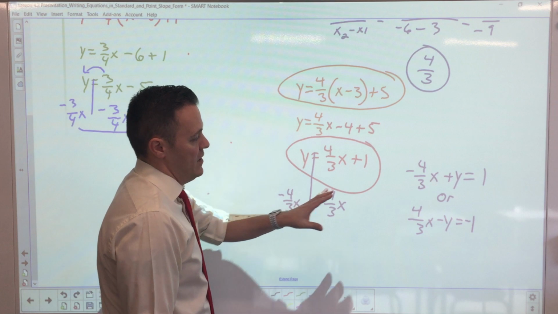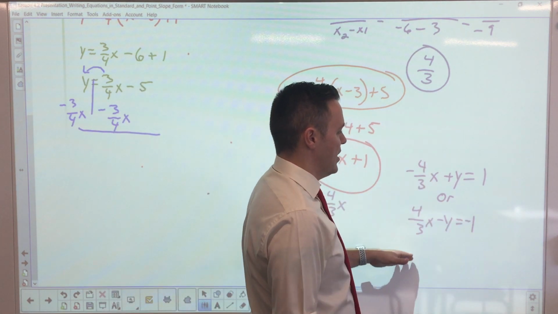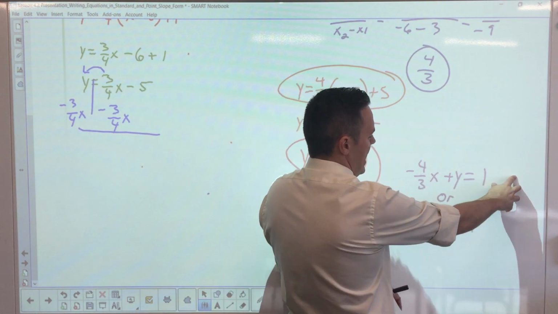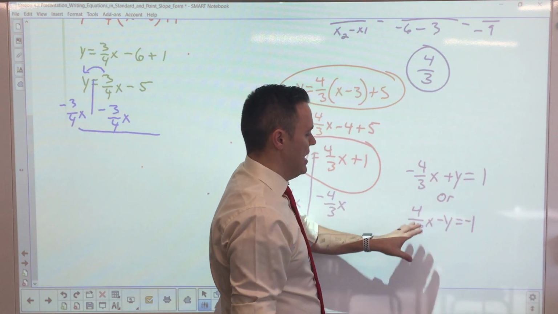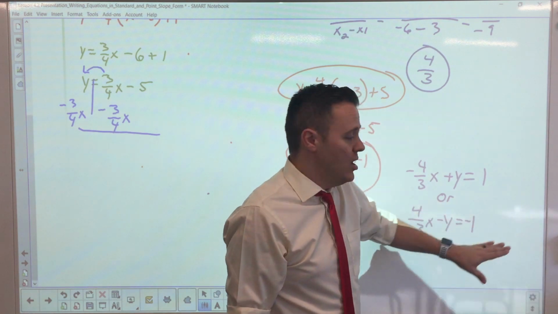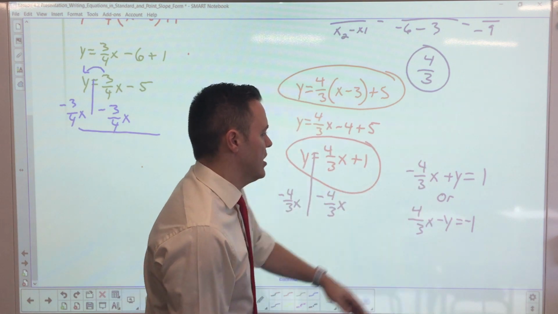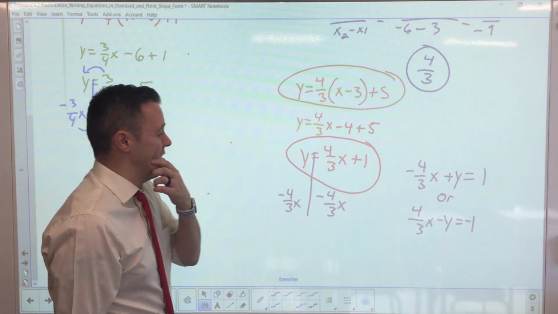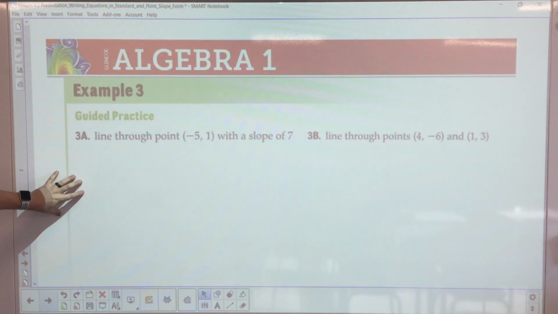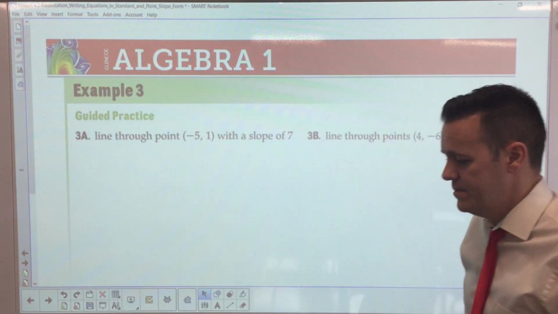It's because if I rewrote this equation and added the negative 4 over 3x back over to the other side, I'd have a negative y, so I would still have to switch all the signs. So it does work if you switch the signs. Matter of fact, if you go into Desmos and graph both, you should get the exact same line. All right, ladies and gentlemen, your turn.